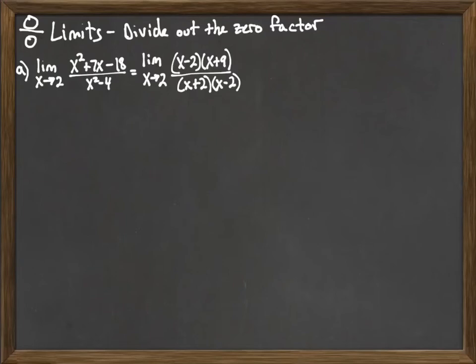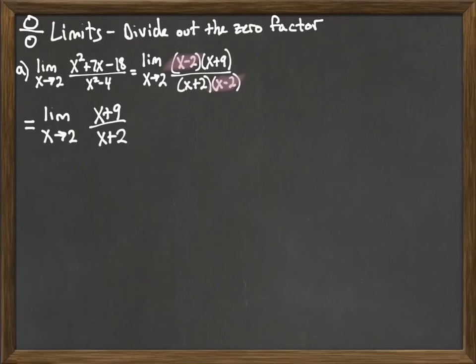Again, the limit isn't worried about what happens at x equals 2, so that's why we're allowed to cross out that 0 over 0 factor. We're not worried about what happens at 2. The limit has no interest in that. So we can cancel those out and then work with what's left.